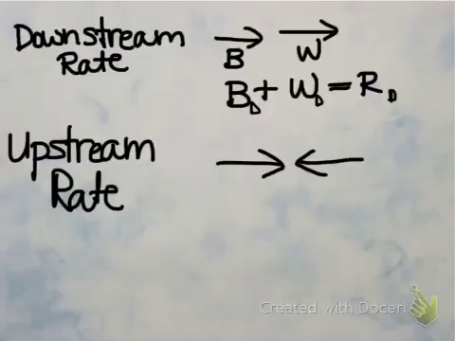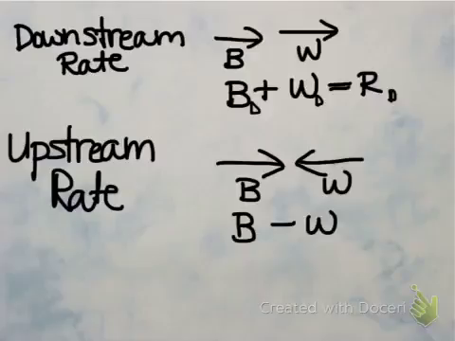And so that's going to be slower because they're pushing against each other. So you have boat and your water. This time we're subtracting. You have the boat speed minus the water speed, and we're going to get the rate upstream. So that is kind of what you need to know about boat in the river problems. Other than that, they're just distance equals rate times time problems.